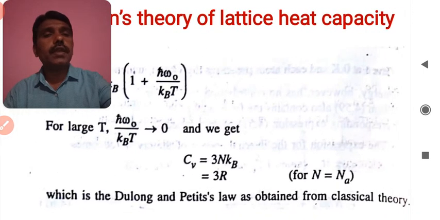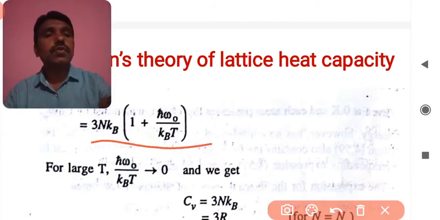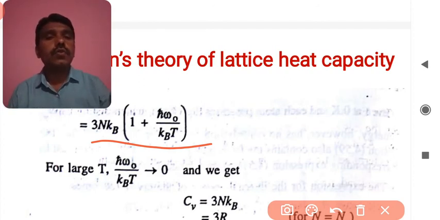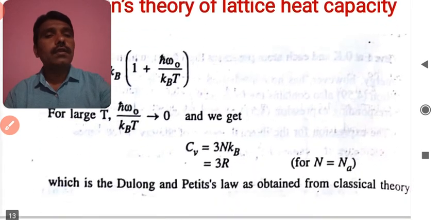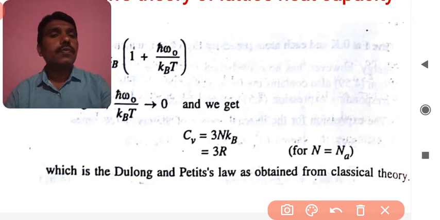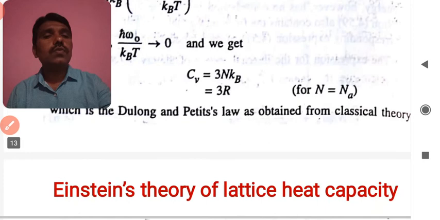If we simplify it, it will become 3n kb into 1 plus h cross omega 0 by kbt. For larger T, h cross omega 0 by kbt will become 0, and the new relation CV is nothing but 3n kb, which is somehow given as 3R, and this is the Dulong-Petit law, obtained with this relationship where n is equal to Na. So this is what happens for the higher temperature.